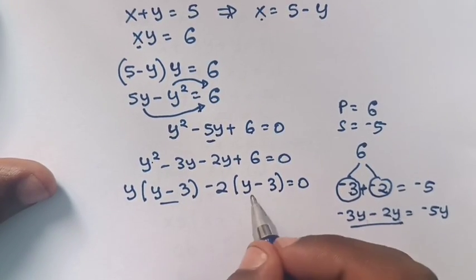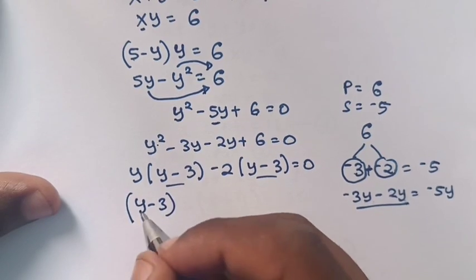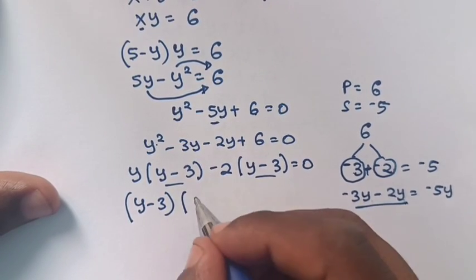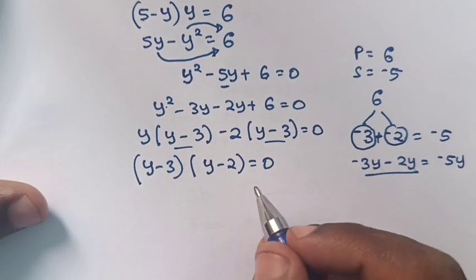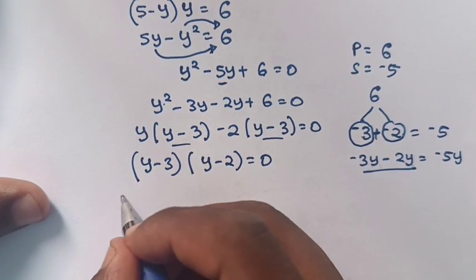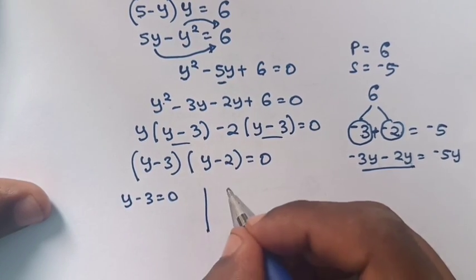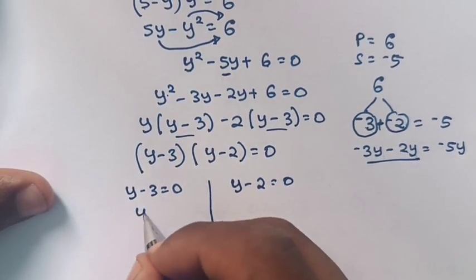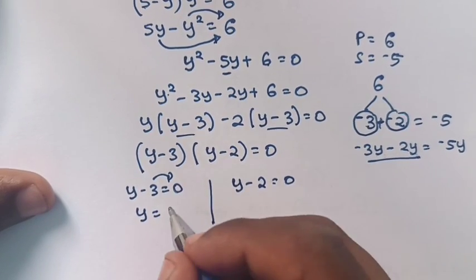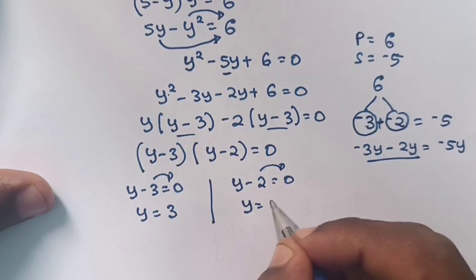So here y minus 3 is common. So y minus 3 out of the bracket times y minus 2 is equal to 0. Then to find the values of y, y minus 3 is equal to 0 and y minus 2 is equal to 0. So here y is equal to 3 and here y is equal to 2.